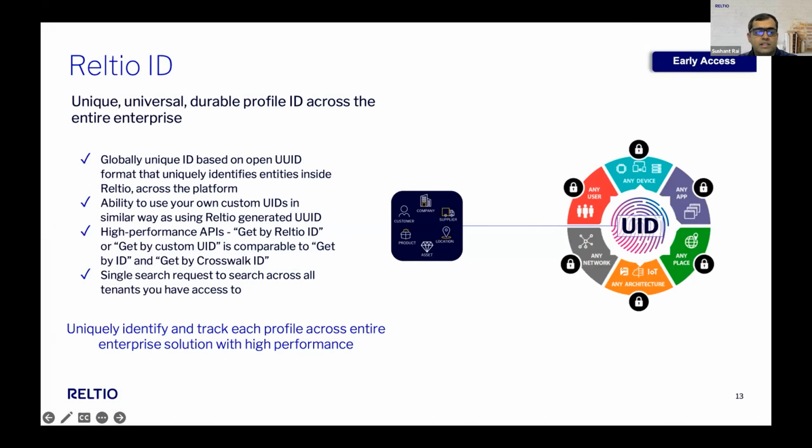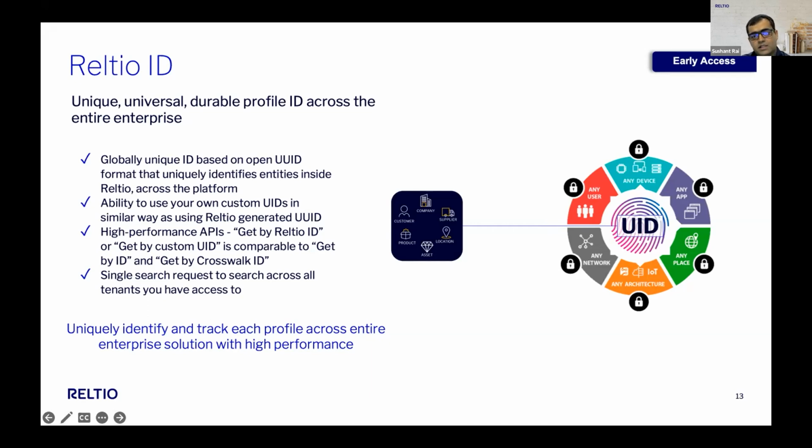It's a concept that is very similar to our existing entity ID, but enhanced. We have improved on it. Reltio ID is an identifier built on the Open UUID standards, which will uniquely identify an object or entity inside of Reltio across the entire platform. It will be unique across all tenants and can be utilized for advanced concepts like data sharing and federated lookups across multiple tenants. This ID will also provide hyper-performance access to the entity it identifies.